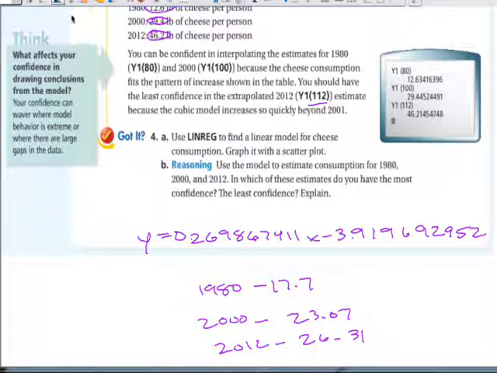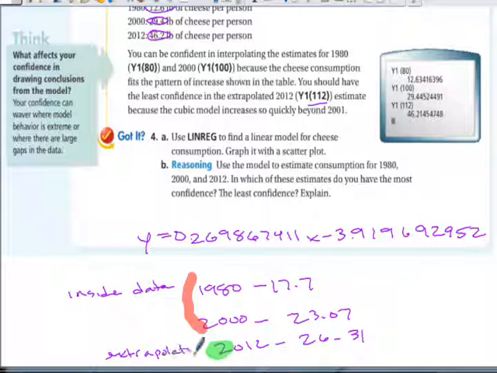And again, the same thing applies here. We're most confident in 1980 and 2000 because they are inside the data we have. I'm going to be less confident in 2012 because it's outside the data. That's an extrapolation, so I'm less confident about that. All right, that's it. It's a lot of calculator stuff.